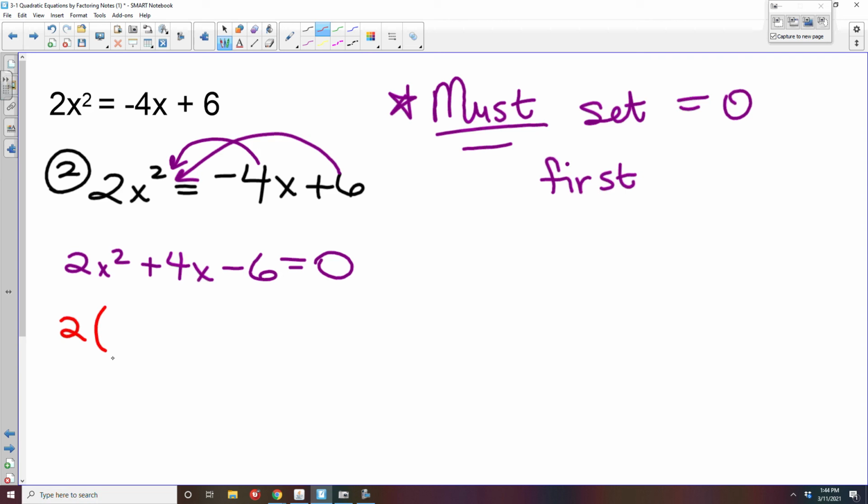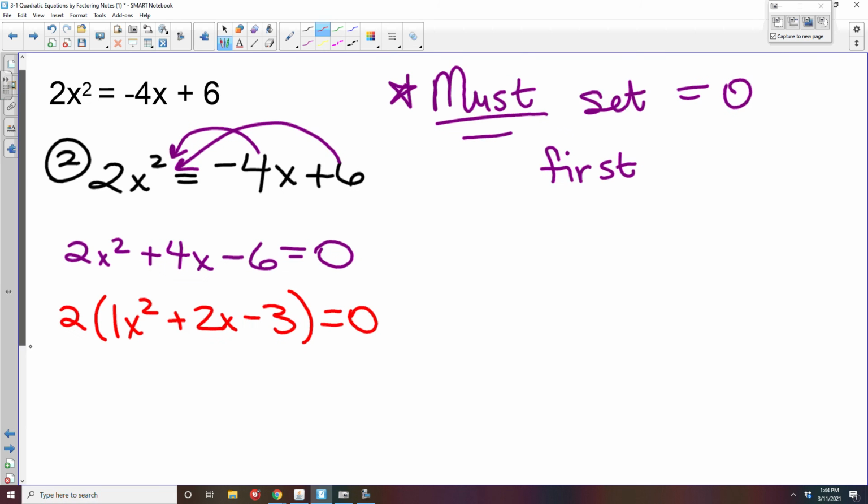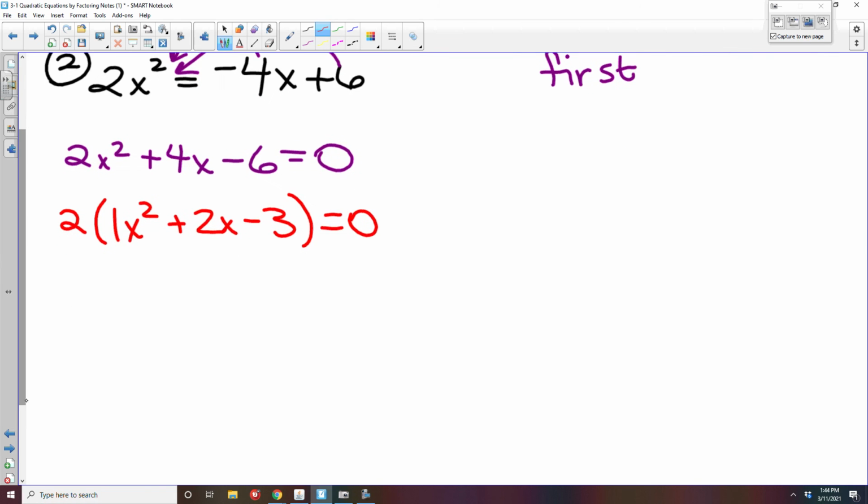So what's 2x squared divided by 2? 1x squared. All right, 4x divided by 2. 2x, very good, and negative 6 divided by 2. Negative 3 equals 0. And now that we've taken out that GCF of 2, next step is to make sure inside that parentheses it looks like our trinomial ax squared plus bx plus c. And we're good. It is equal to 0, so we're all set.